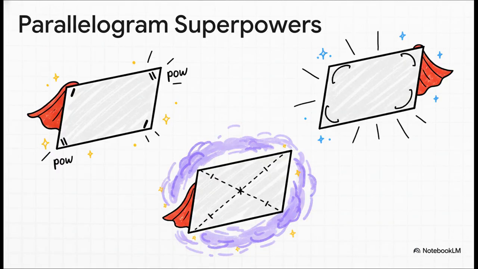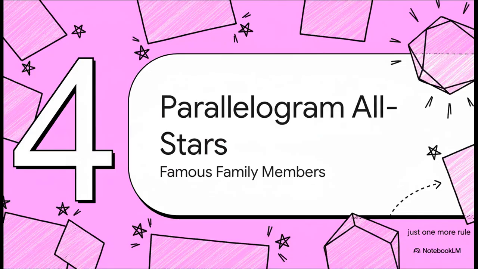And because they follow this stricter rule, they get some awesome superpowers. Not only are their opposite sides parallel, they're also the exact same length. Their opposite angles are equal too. And here's a really cool trick. If you draw lines connecting opposite corners, those lines will always cross at the perfect center. Now this is where it gets really fun. See, the parallelogram group has some of the most famous shapes in the entire world. These are the all-stars, and they become famous just by adding one more little rule to the list.